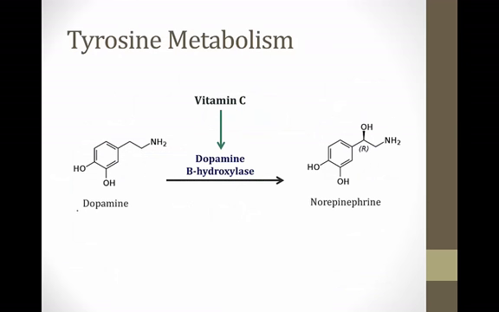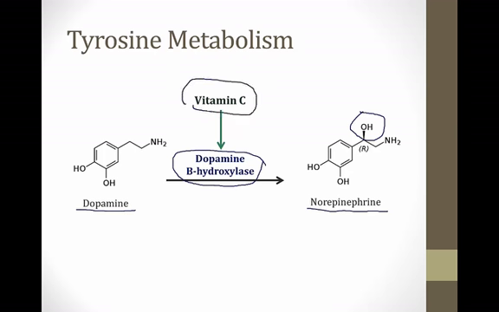The next step in tyrosine metabolism is the conversion of dopamine into a molecule of norepinephrine. This involves addition of a hydroxyl group to dopamine. This is catalyzed by the enzyme dopamine beta hydroxylase, and this enzyme requires vitamin C as a cofactor. This is a very unusual reaction for vitamin C. Mostly when you think of vitamin C, you should think of the synthesis of collagen, but one other place it plays a role is in this reaction shown on the screen.